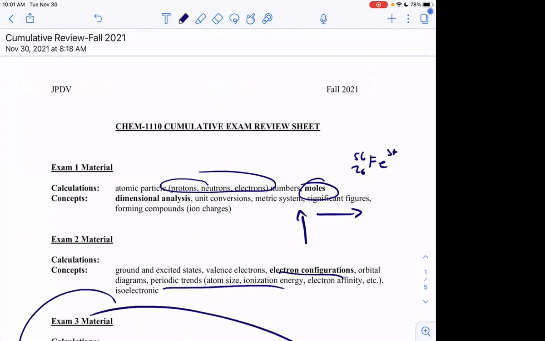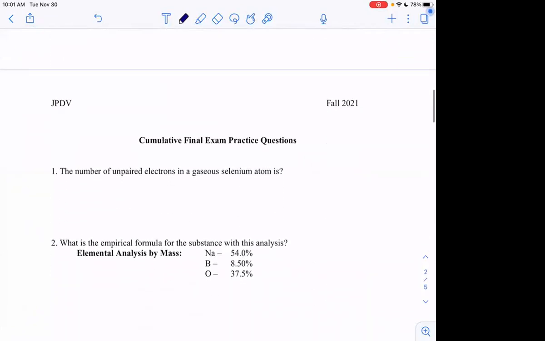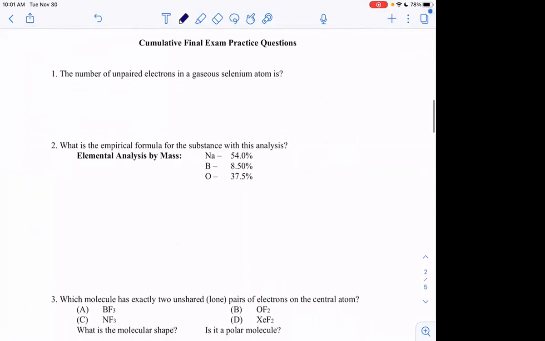All right, so let's take a look at the actual questions and do some of them as a way of reviewing the material. Any questions right now about the format of the exam, what you can expect? Roughly 30 multiple choice questions.